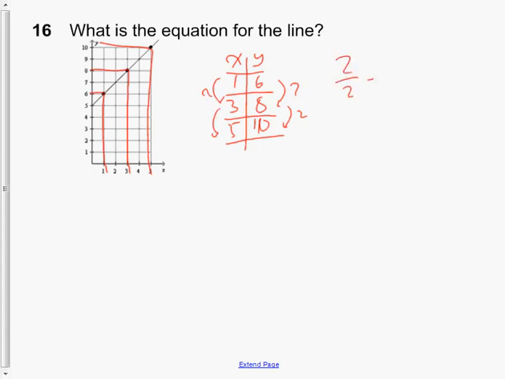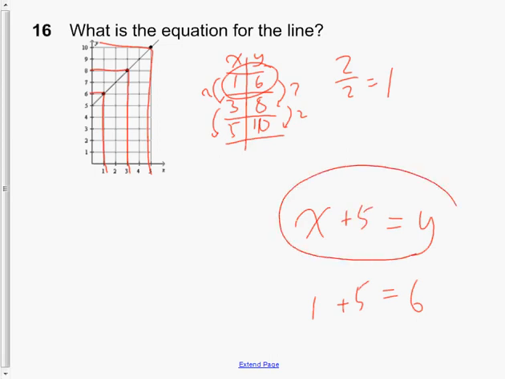And 2 divided by 2 is 1, which means the coefficient is really 1, but since 1x is not necessary, I could just put x. So then I substitute my first ordered pair. 1 does not equal 6, but if I add 5 to it, I create equality. So the equation that shows the relationship between x and y is x plus 5 equals y.